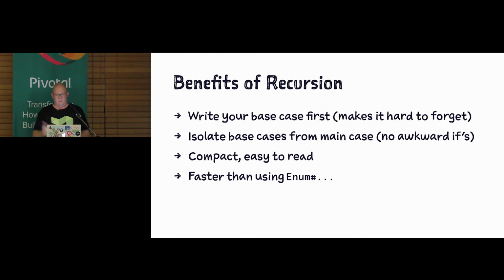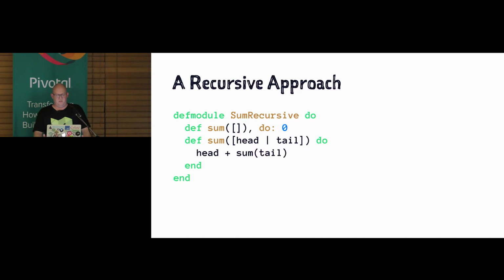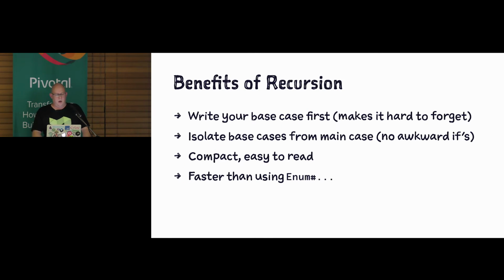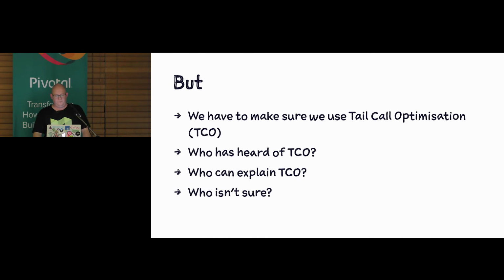It makes it hard to forget, because if you forget, you don't really stop the recursion ever. You isolate the base cases out from the main case, and you don't get any awkward if statements. It's pretty compact and easy to read. Does everyone agree that that's pretty concise? You can write it on 2 lines if you want. It's pretty cool. And it is actually faster than using enum. I'll do some benchmarking at the end. And you might be surprised at how much faster it is. But we have to make sure that we use tail call optimization. Who knows what that is?